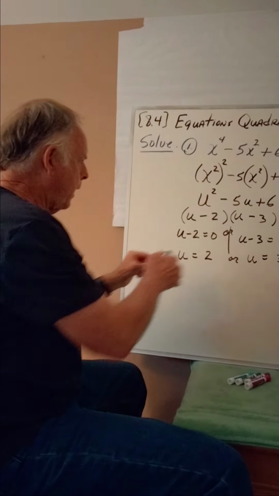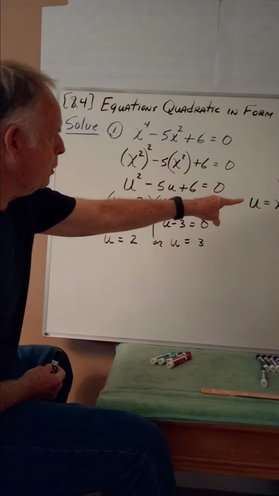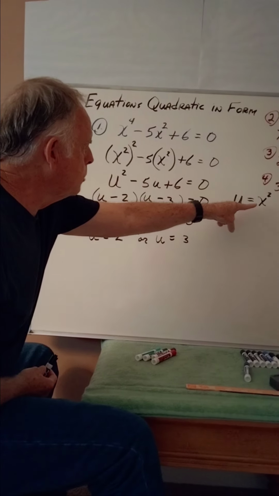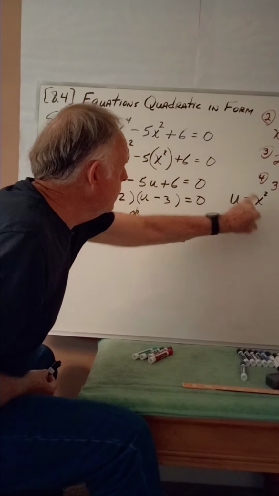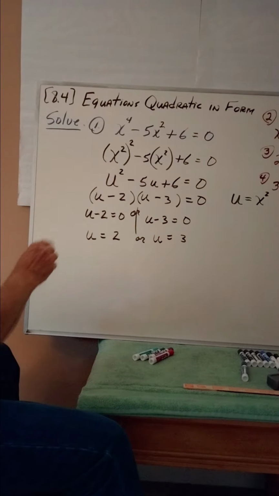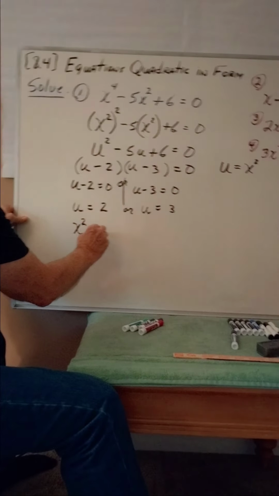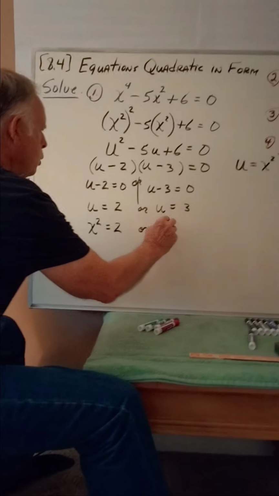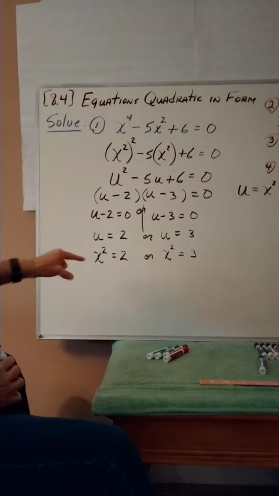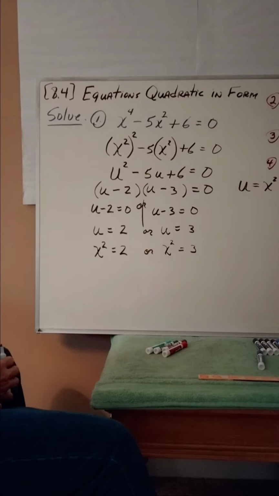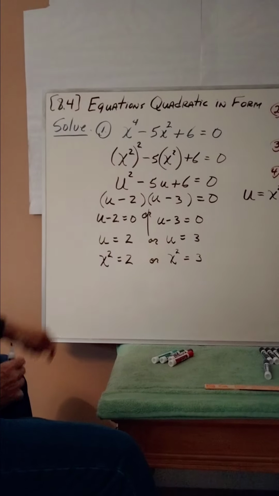So once we find the values of u, then we're going to come back to this expression, u is equal to x squared, and we're going to substitute the x squared in place of our u. So in place of u, we'll write x squared is equal to 2, and over here we'll write x squared is equal to 3. And now we will solve both of those quadratic equations, and then we'll have our solutions.